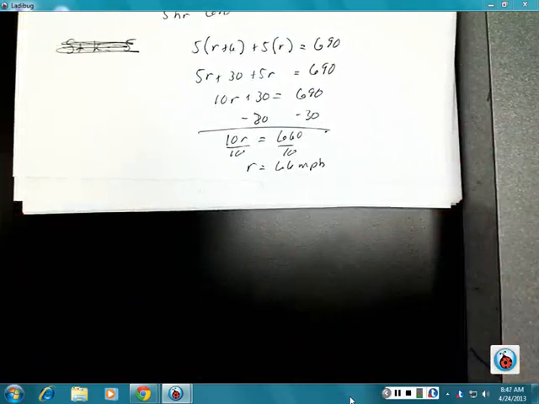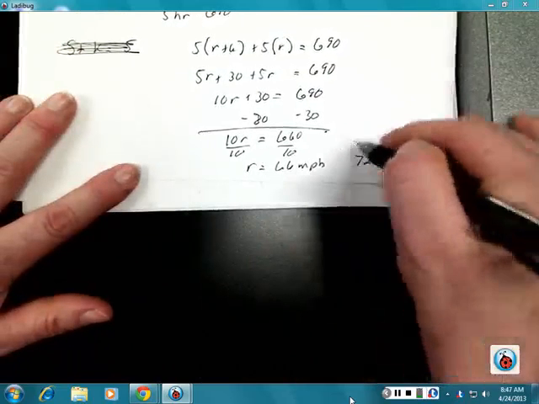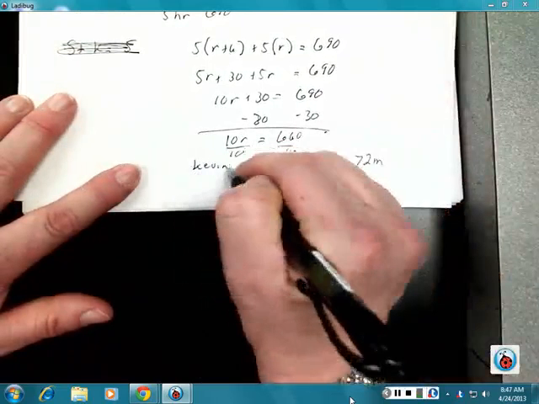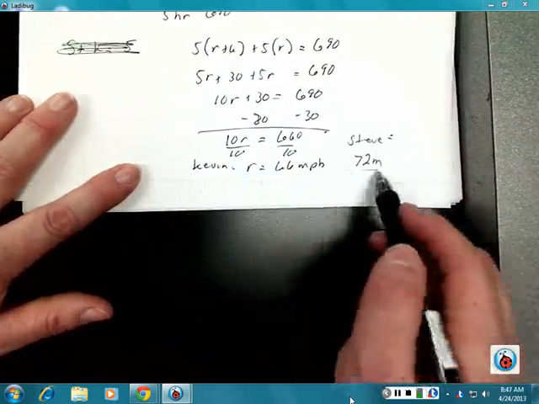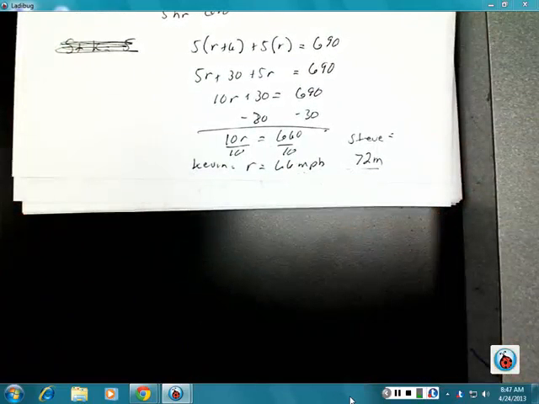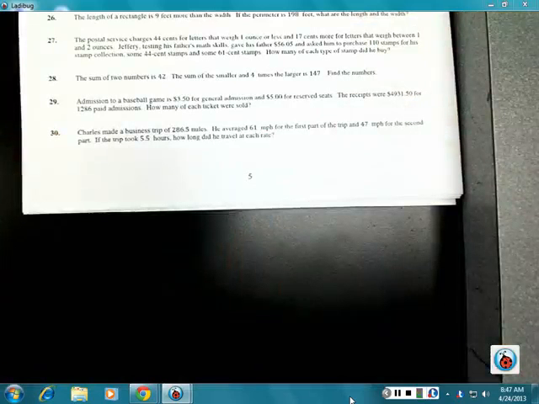So that's Kevin's rate. How fast is Steve driving? Steve's driving at 72 miles per hour. So this is Kevin, and this is Steve. It's under systems of equations, but we don't have to work it with systems. We can work it without systems of equations to come up with our answer for that one. Okay, so that's 25. Keep going here.